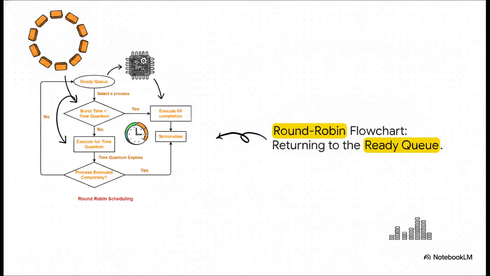Following the logic here, a task gets the CPU. If its total required execution time, its burst time, is less than the time quantum, it finishes up and leaves. Easy. But if it needs more time, the very millisecond that quantum expires, the scheduler ruthlessly cuts it off, pauses it, and cycles it straight back to the end of the ready queue to wait its turn again. It really is the ultimate equalizer.